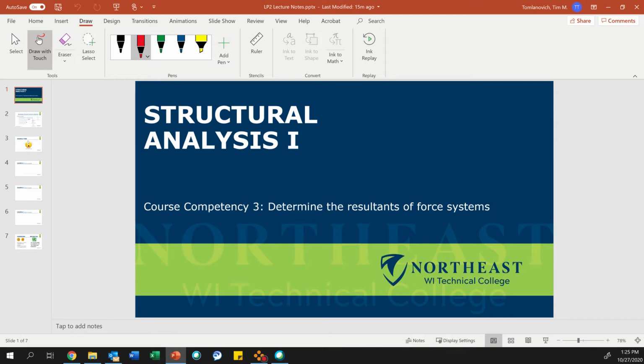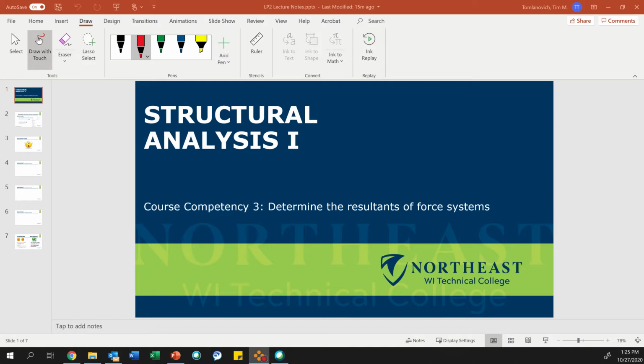We're going to determine how to calculate force systems of concurrent force systems. Determine the resultants of force systems. So there's several of these that we're going to have to learn. So far you learned what a force is. A force equals mass times acceleration, and that's typically snow loads, wind loads, and most likely weights of materials.